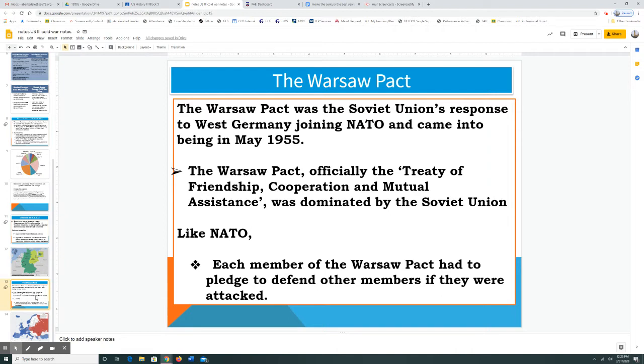If you want to read about that, it's not mentioned in the video, but it's Stalin's reaction to NATO, kind of a drawing on both sides, a line in the sand to stop the spread of communism in one direction and democracy in the other.